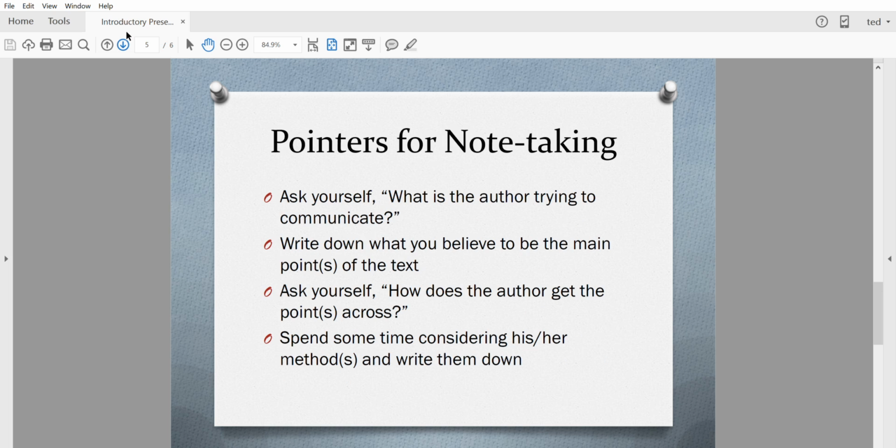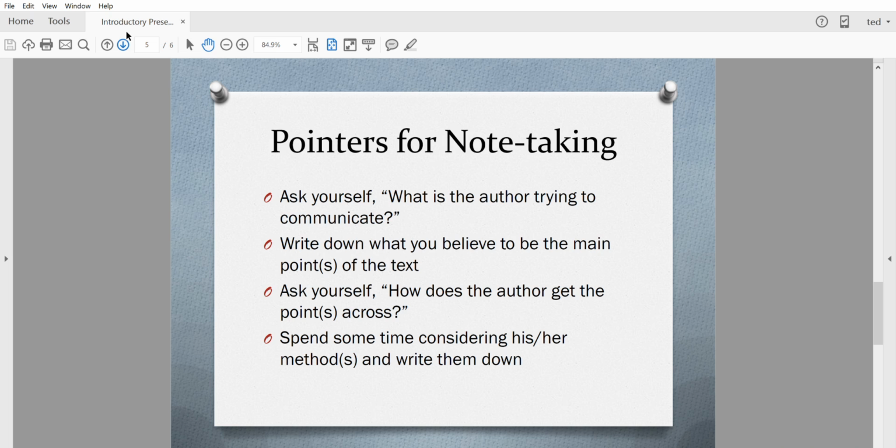Other things that you can do while note-taking. Ask yourself, what is the author trying to communicate? Now, there's a big debate in literary studies as to whether or not the author's intention or the author's intended purpose is important. I'm going to throw out that debate, at least for our purposes, because we have some clues as to what authors were trying to say, and I really think we should pay attention to them. Also, write down what you believe to be the main points of the text.